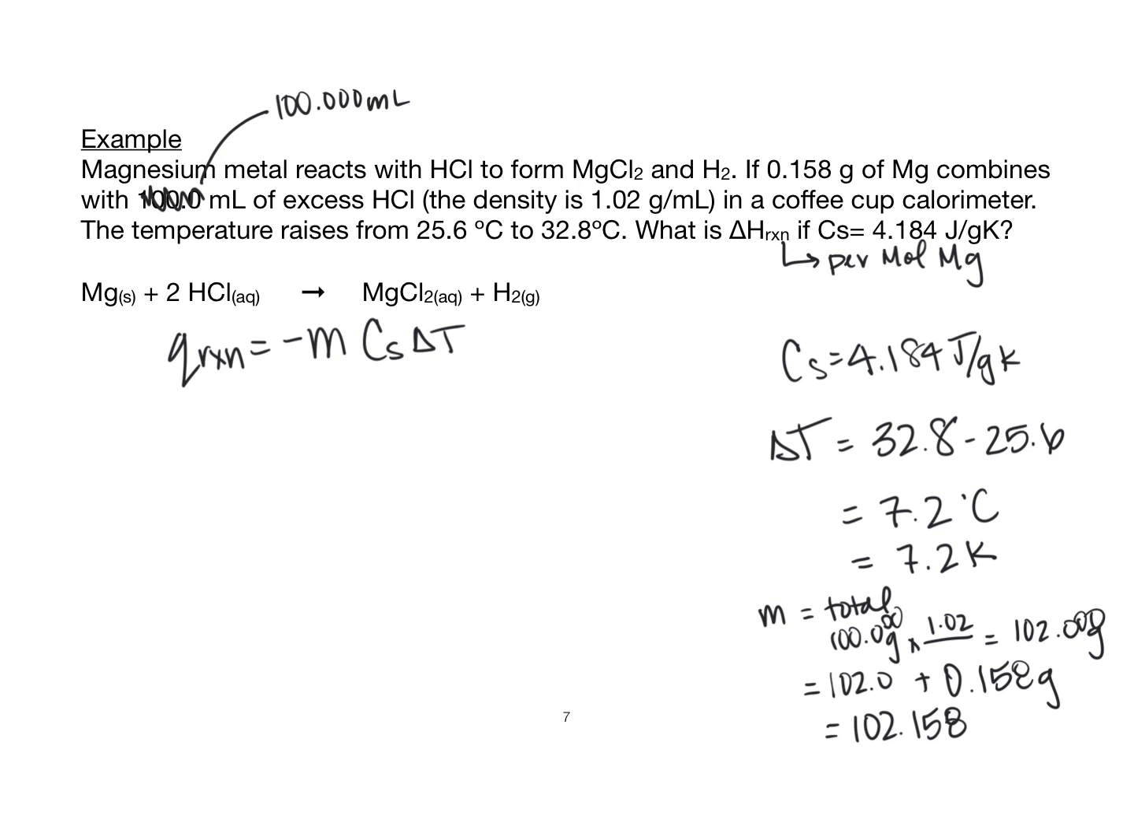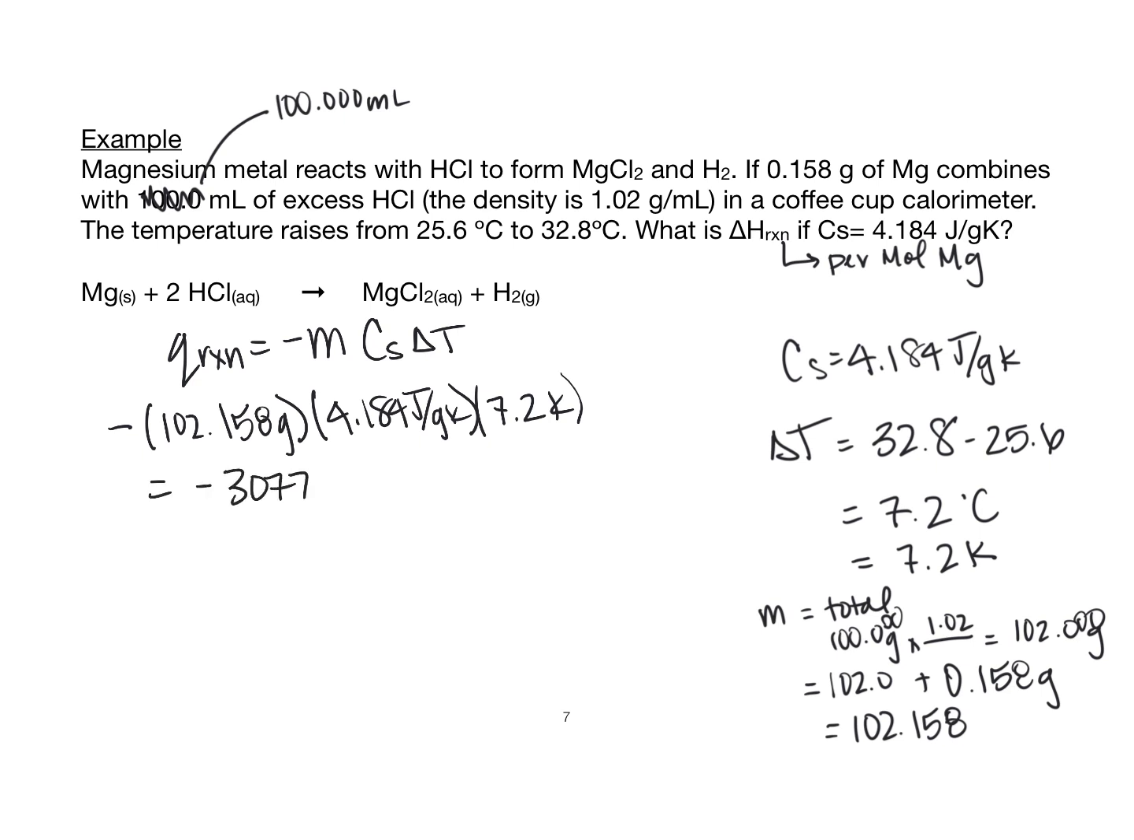So now we can just plug this into our equation, where negative 102.158 grams multiplied by 4.184 joules per gram Kelvin multiplied by 7.2 Kelvin. When you plug this into your calculator, I get negative 3,077.5 joules. Now this question asks for delta H reaction per mole of magnesium. So we need to figure out how many moles of magnesium this relates to.